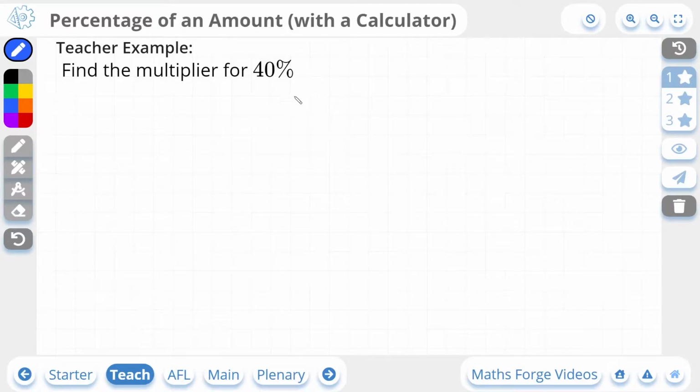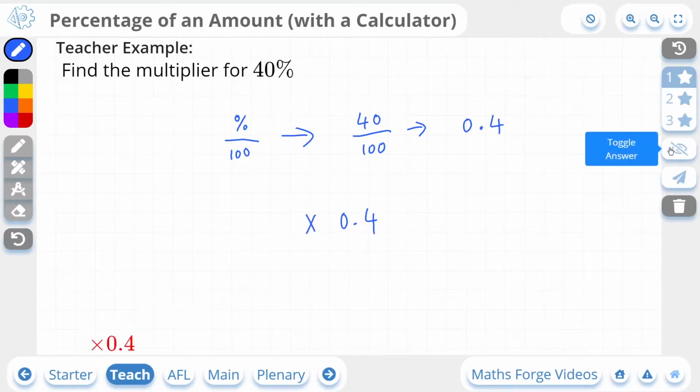Well, if you're finding 40% of a number, the multiplier is usually going to be the percentage you're finding, which in this case is 40, over 100. So in this case, our multiplier is going to be 40 over 100. And if we put this into our calculators, we'll get a value of 0.4. So the multiplier is times 0.4 if you are finding 40% of a number. And if we check our answer, there it is.